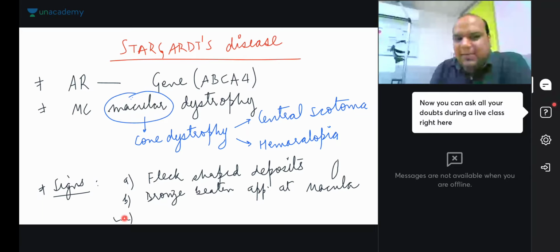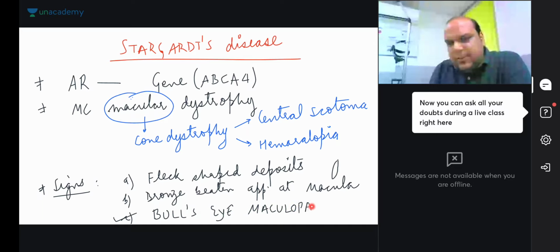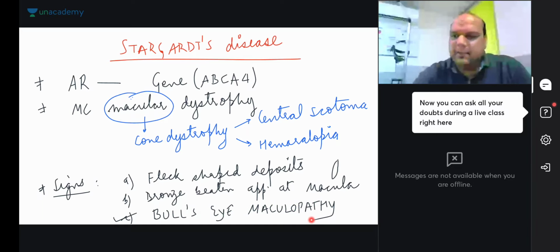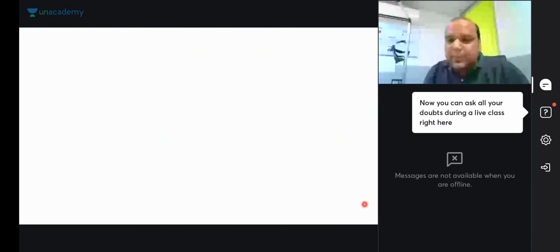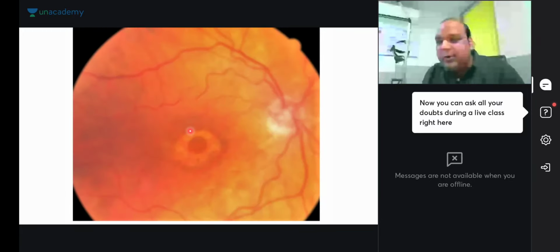Then number three, characteristically, we see something called bull's eye maculopathy. Everybody, bull's eye maculopathy. It is caused by one drug also. Given the current scenario, can you remember the drug which causes bull's eye maculopathy? Very important, guys. Chloroquine, guys. Chloroquine causes bull's eye maculopathy.